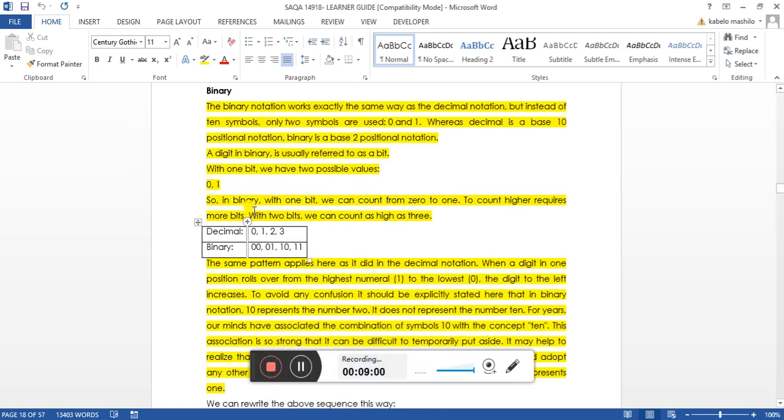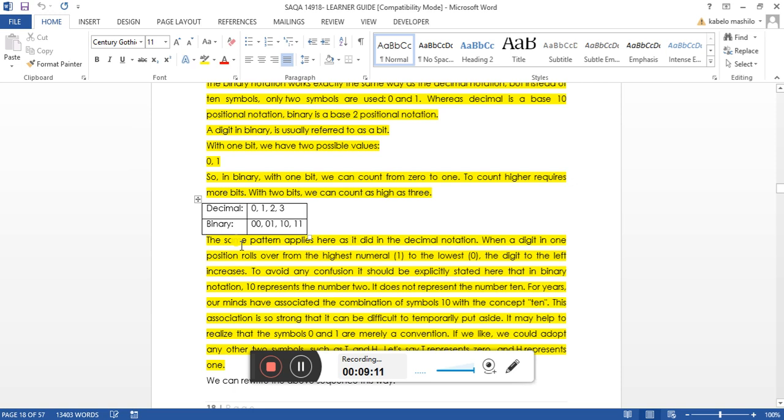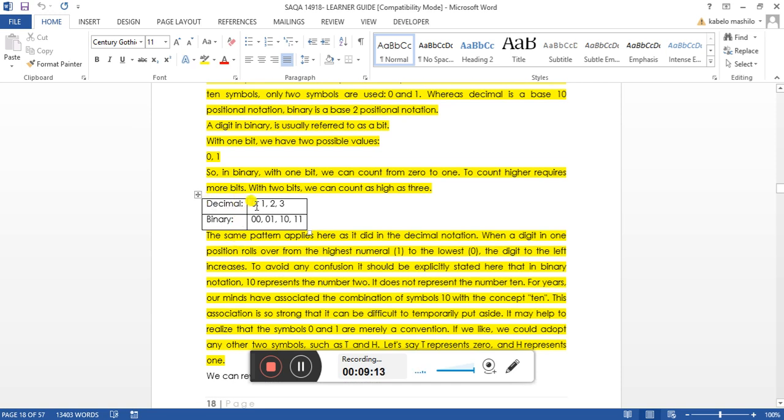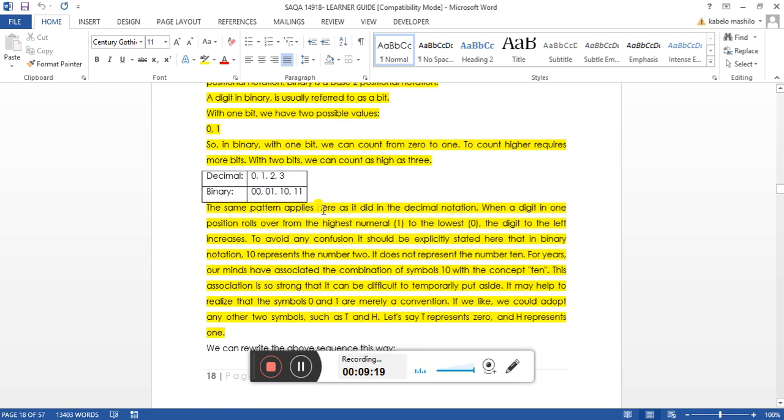So in binary with 1 bit, we can count from 0 to 1. To count higher requires more bits. With 2 bits, we can count as high as 3, as seen on the table. In decimal, we've got 0 1 2 3. With binary, we've got 00, 01, 10 and 11. The same pattern applies here as it did in the decimal notation.